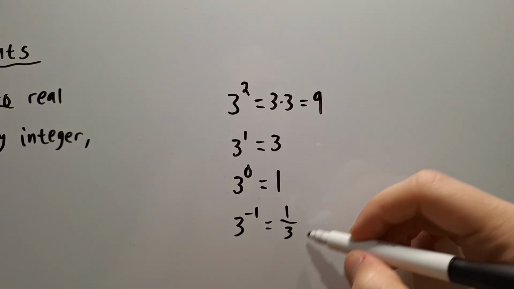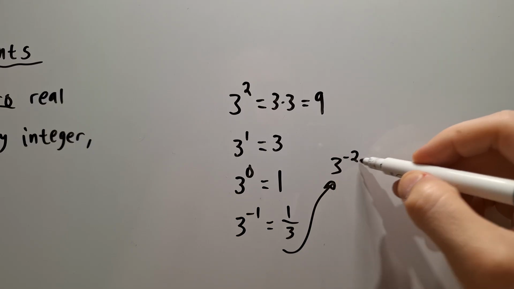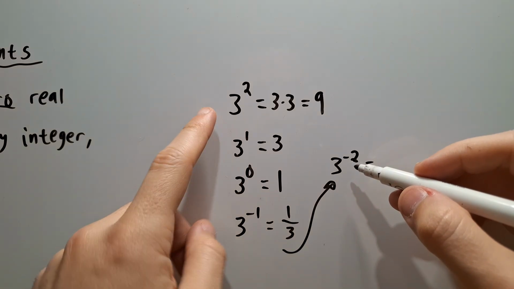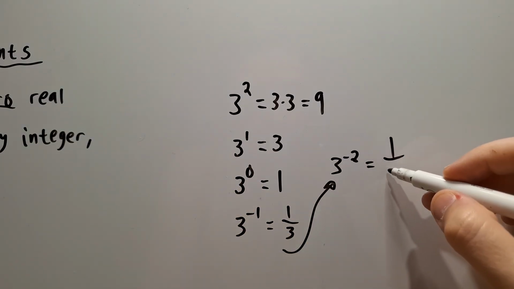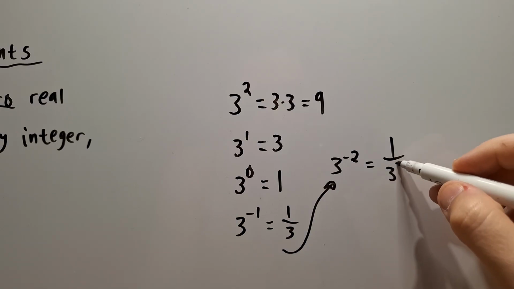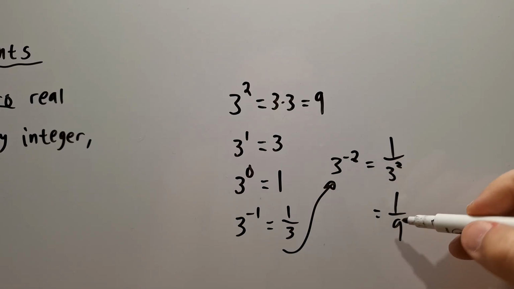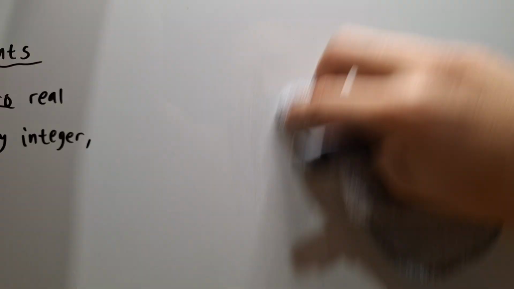And we'll do one more. I'll just write it up here. If I do 3 to the negative second power, well, we know 3 to the second power is 9, but here instead we have negative 2. So this would be 1 over 3 squared, which is 1 over 9, or 1/9. Let's take a look at a few more examples.